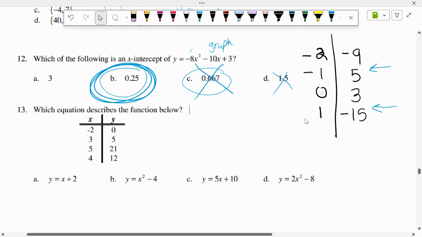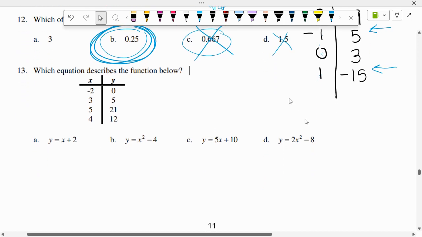All right. Which equation describes this function below? Well, what can you tell me about this function? What's one thing that you know from this table of values?